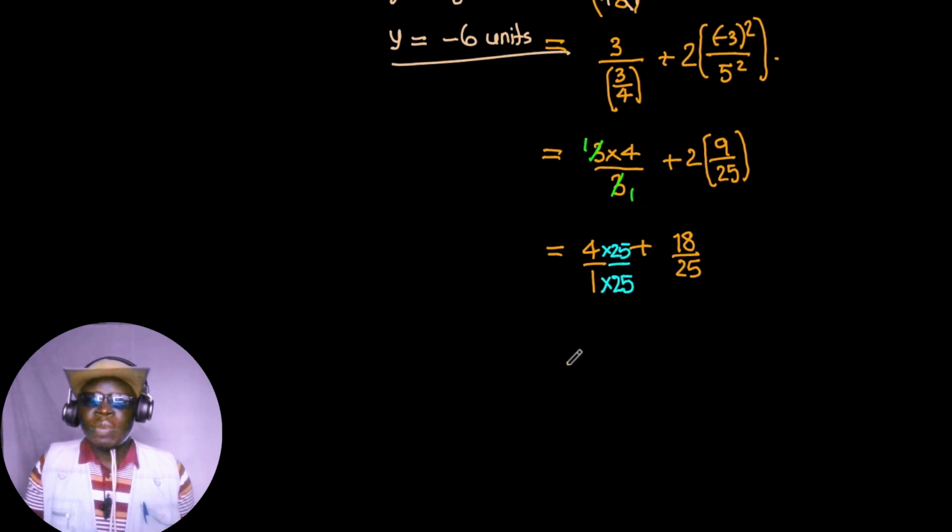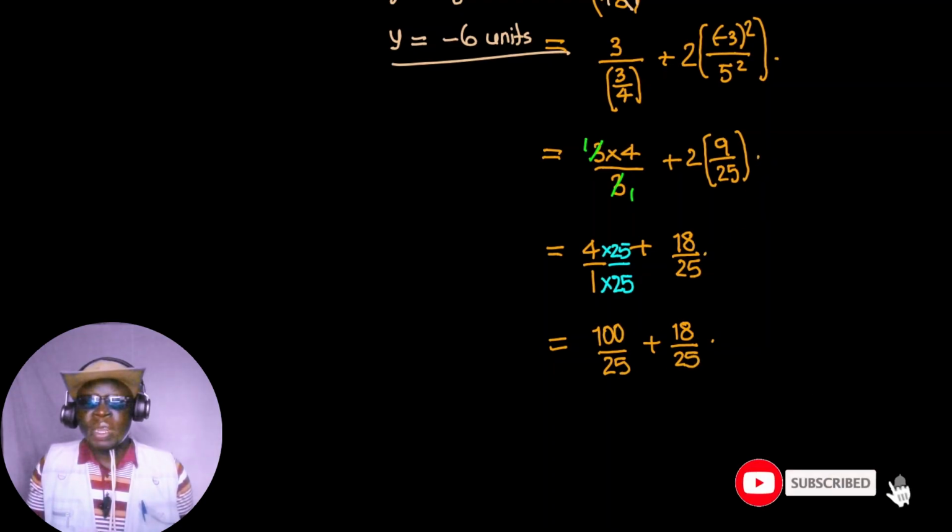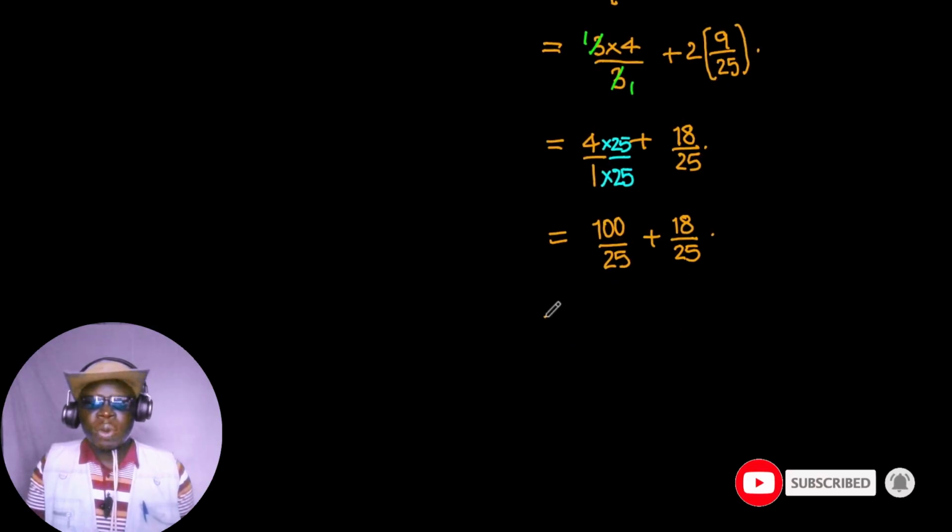So doing that, when you multiply the numerator, we get 100, and denominator, we get 25. So we copy our second term, and that is 18 all over 25. Since the denominators are all the same, then what we can do is to add the numerators and take it over a common denominator, 25. So when you add 100 plus 18, you get 118 all over 25. And that is all for this video.